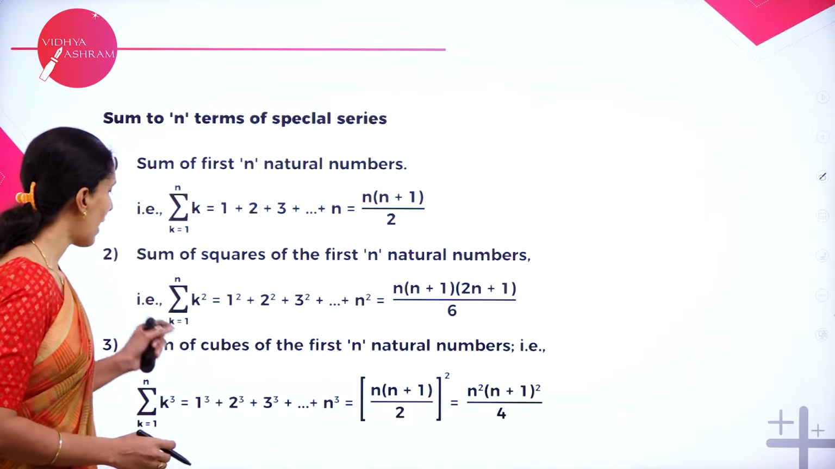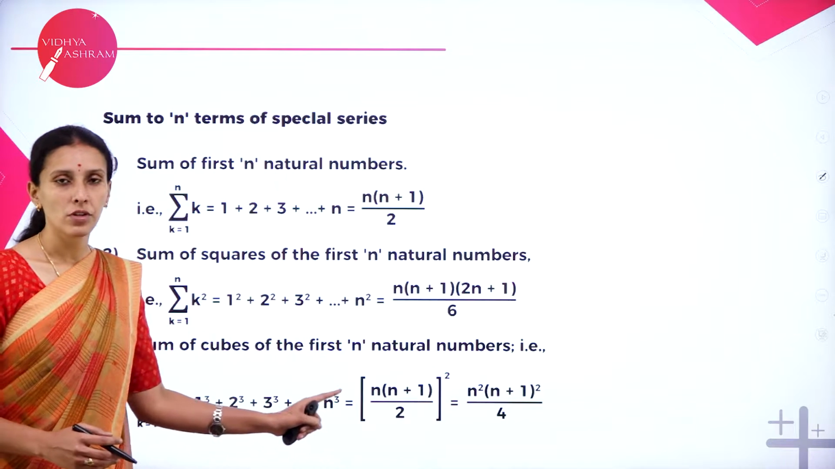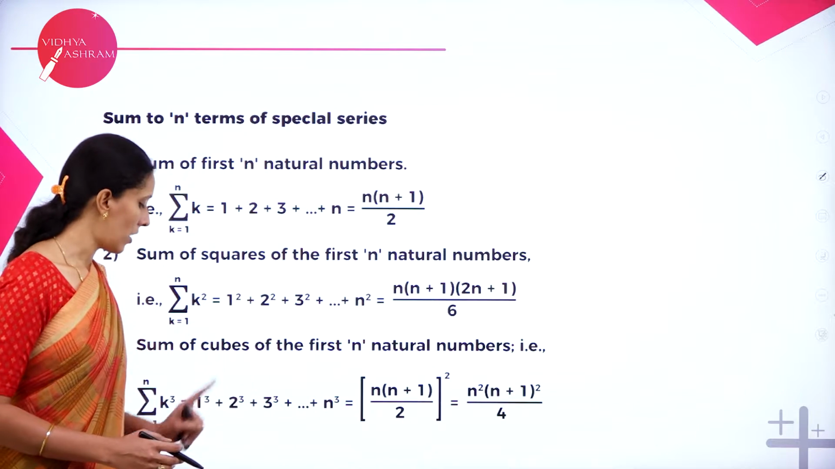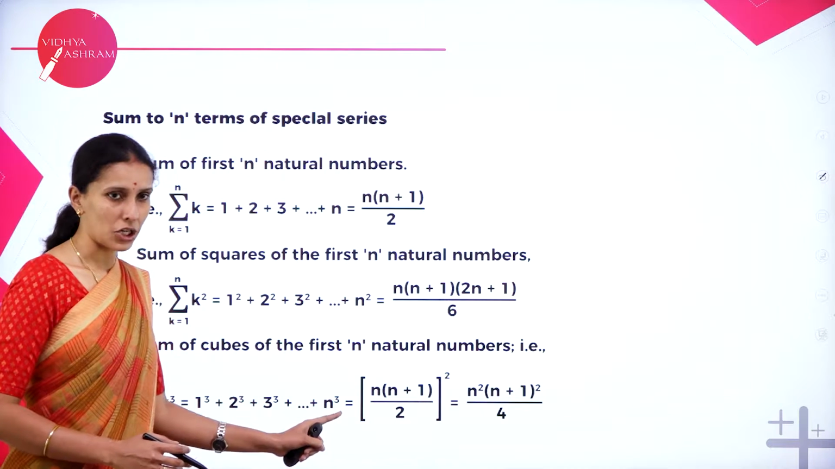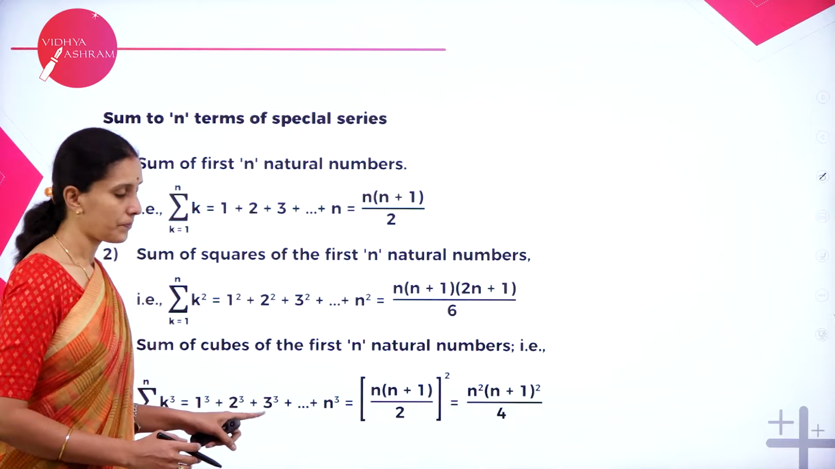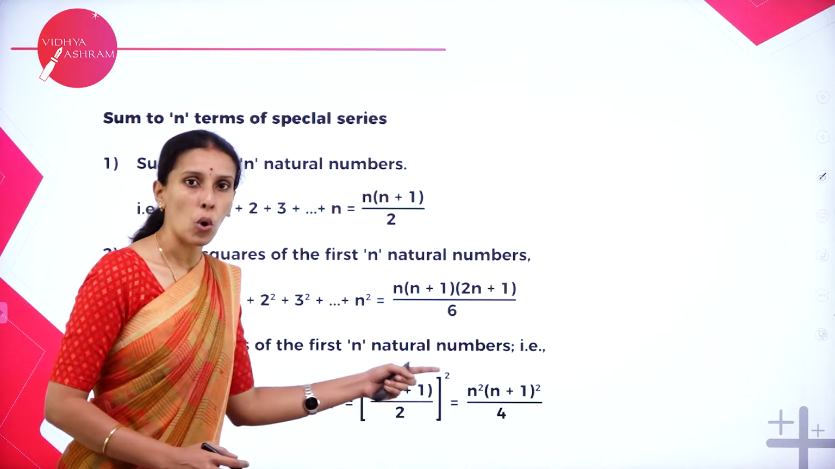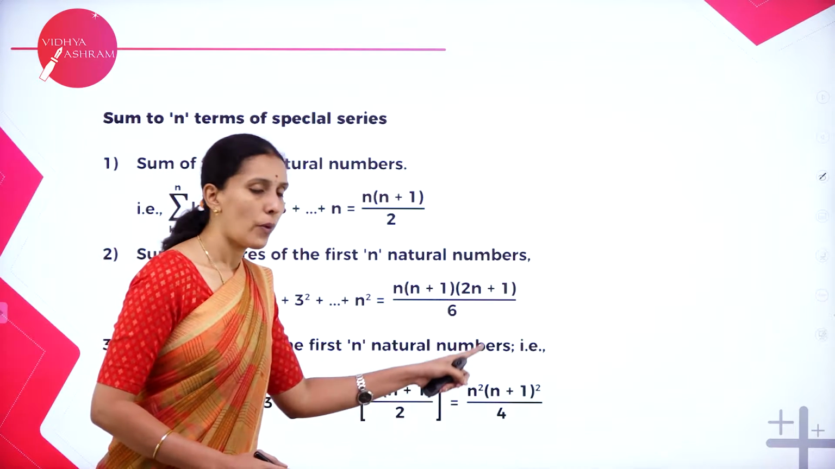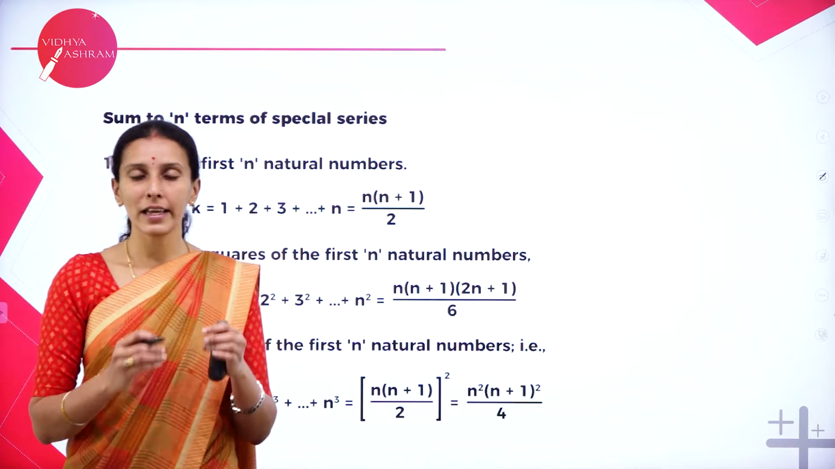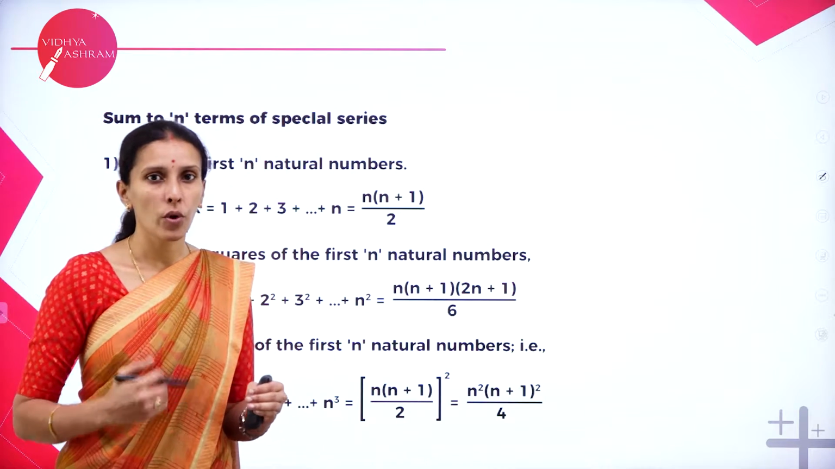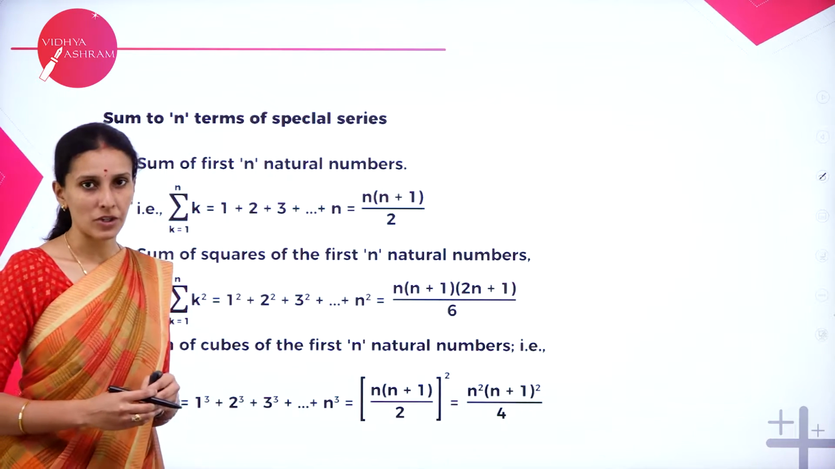The next one, we have a special series of cubes. That is, adding all the cubes of natural numbers from 1 to n. 1 cube plus 2 cube plus 3 cube plus etc. plus n cube. So what is the formula for this? This is given by n into n plus 1 by 2 whole square, or n square into n plus 1 whole square divided by 4. So these are the three basic formulas which we are going to use for the problems next. So these are considered as the special series.